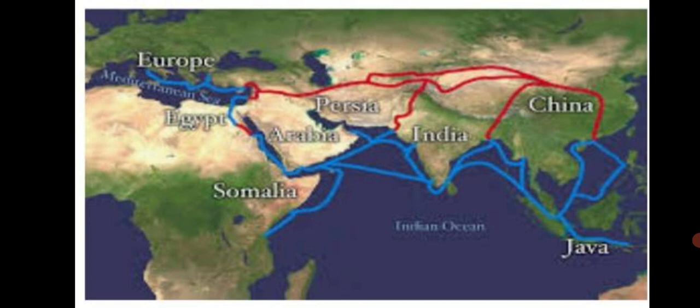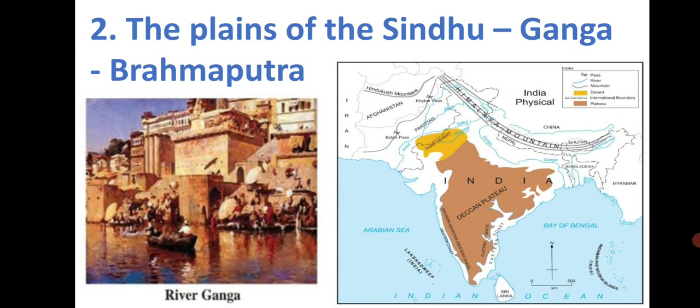So you can see the route from China marked in red, which is also called the Silk Route or the Silk Road, and it reaches up to Arabia. Okay. So that's all about Himalayas. Now let's move on to second point, which is the plains of the Sindhu, Ganga, Brahmaputra.